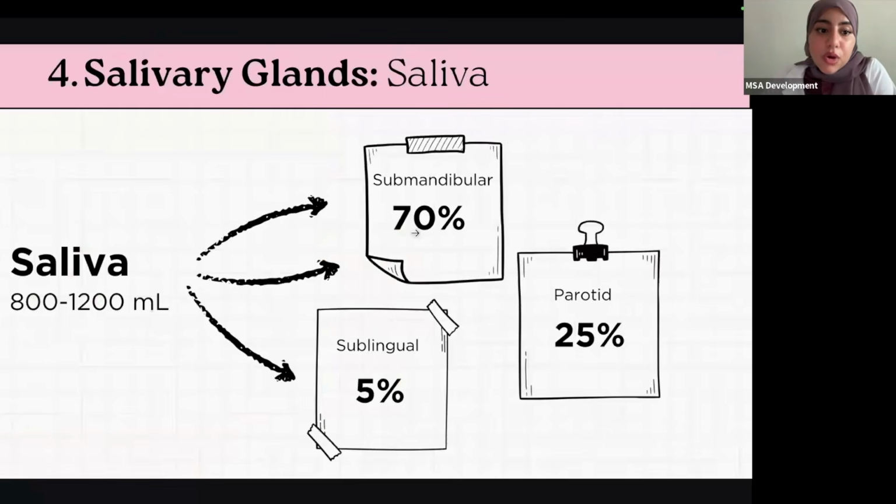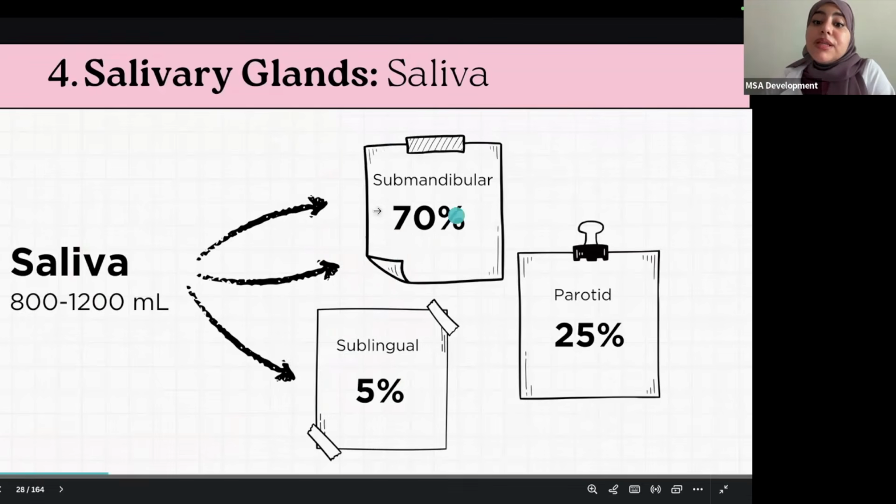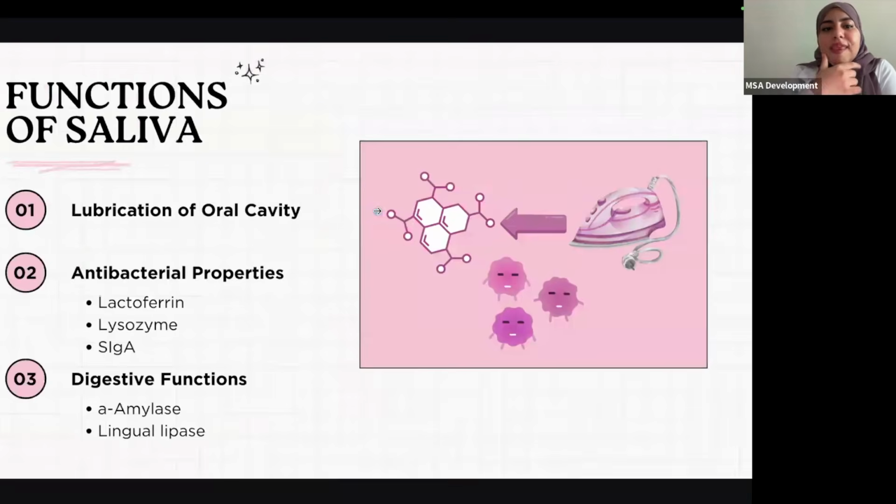Okay, now, when it comes to saliva, what is saliva? There's about 800 to 1,200 milliliters. We produce a lot of saliva, and it's because of these three organs, and submandibular produces the most. Now, the functions of saliva: obviously to lubricate the oral cavity. If anyone's had a dry mouth, it hurts to swallow, it hurts to eat, it hurts to talk, it hurts to do anything. So it helps to lubricate the mouth, as well as being antibacterial.